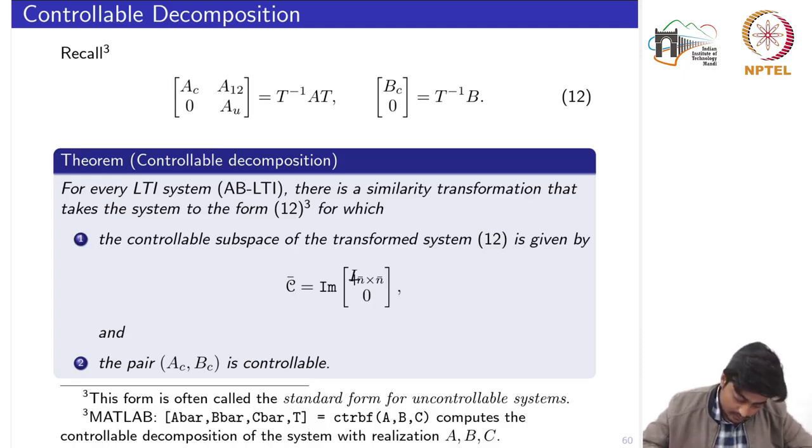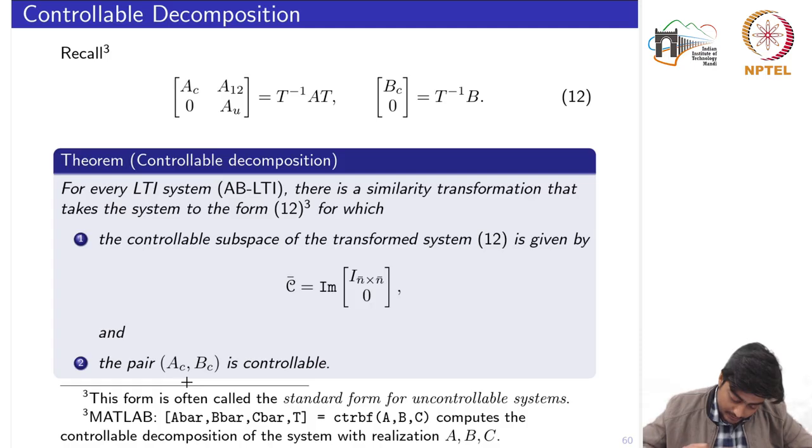Okay, so this form is often called the standard form for uncontrollable systems, because we already know that n bar, which is a lesser number than n, meaning to say that the system is not controllable. So it is the standard form for uncontrollable systems, obtained by introducing a specific similarity transformation matrix T.